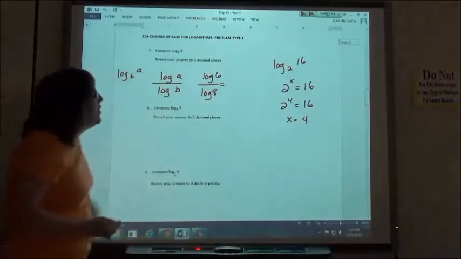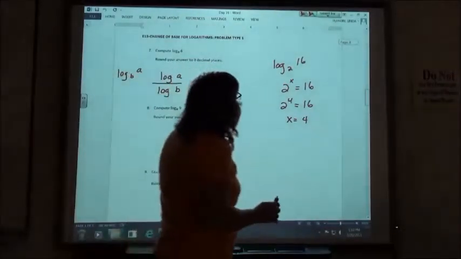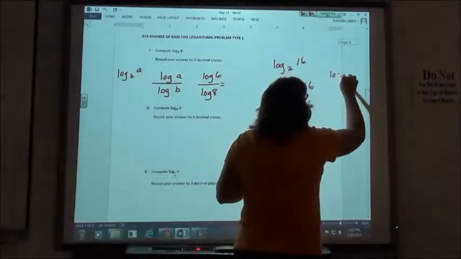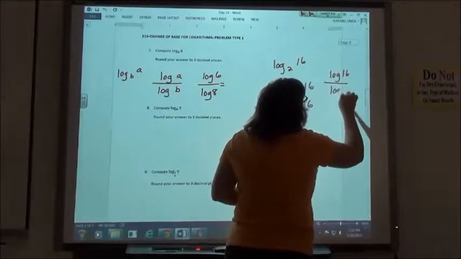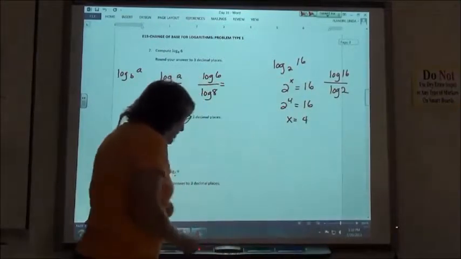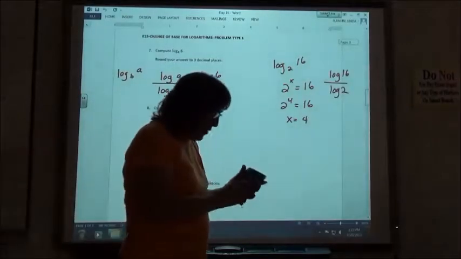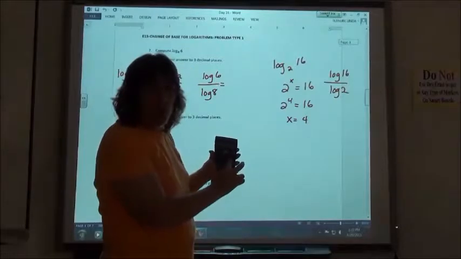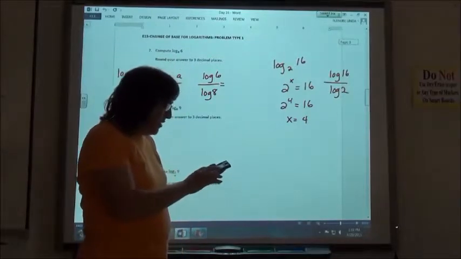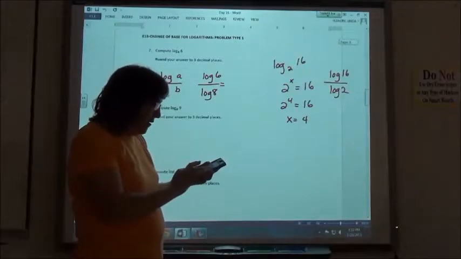Before we do this one, let's do it with this one that we knew what the answer was. If I use my formula, I'm going to take the log of 16, that outside number, divided by the log of the base, which is base 2. So I'm going to grab my calculator, find my logarithm button on the Casio. It's right here in that second column, the third one down. So I'm going to punch in log of 16 divided by log of 2.